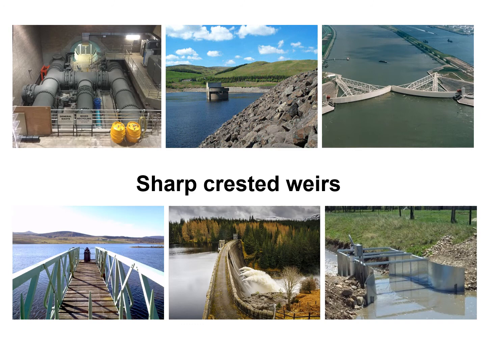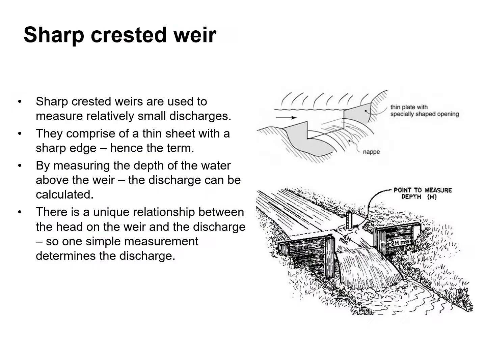So now we're going to look at the family of sharp crested weirs. There's a family of weirs known as sharp crested weirs, and they're used to measure relatively small discharges. They comprise a thin sheet with a sharp edge, hence the term. By measuring the depth of water above the weir, the discharge can be calculated. There is a unique relationship between the head on the weir and the discharge, so one simple measurement determines the discharge.